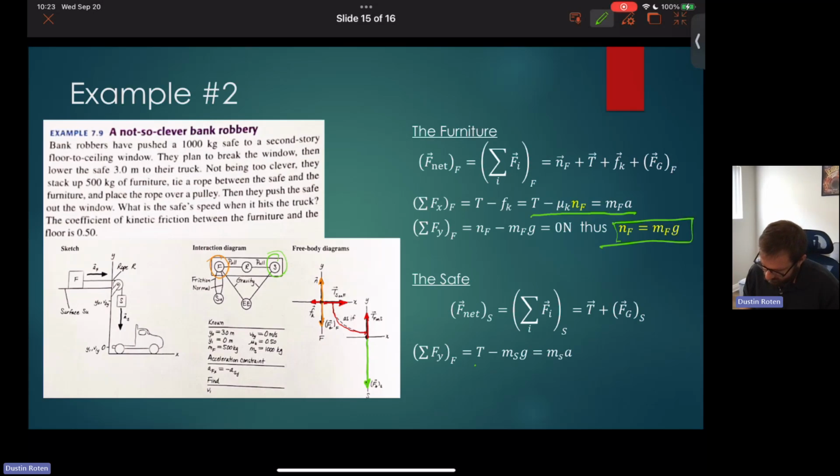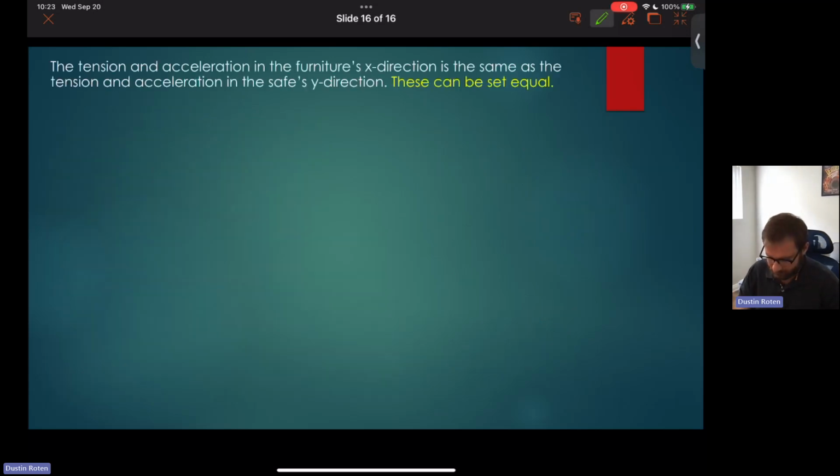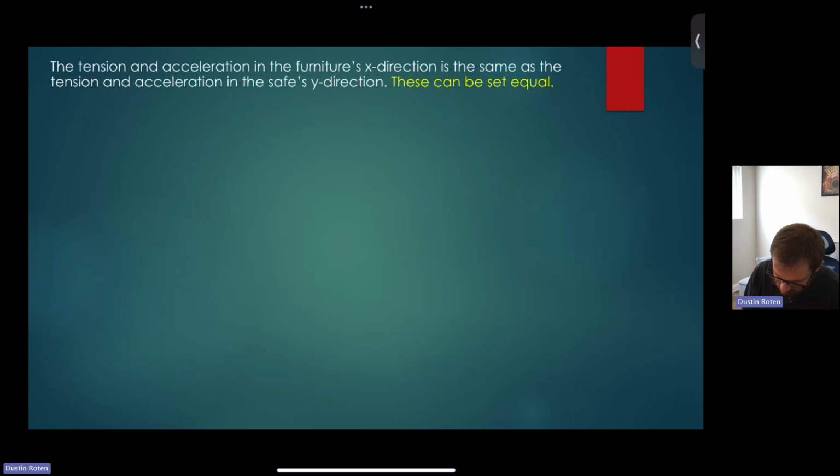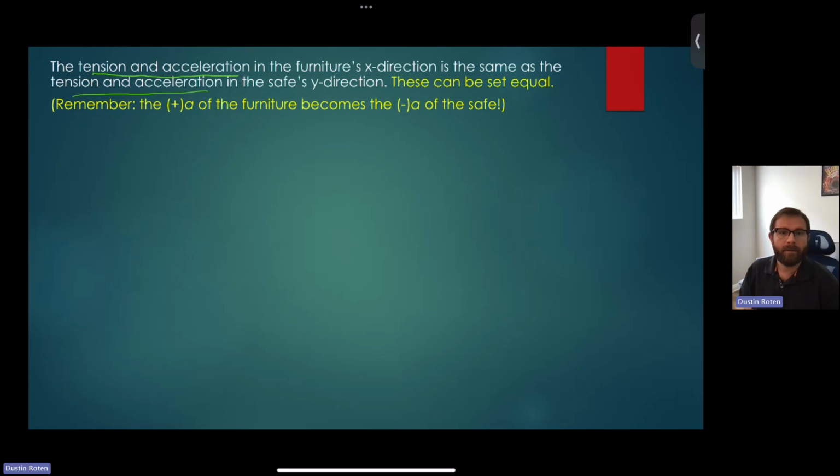Okay, so let's take everything I've got boxed here, and let's put them together. The tension and acceleration in the furniture's x direction is the same as the tension and acceleration in the safe's y direction. So tensions and accelerations are the same for both. These can be set to be equal. But remember, the positive acceleration of the furniture becomes the negative acceleration of the safe because it's dropping, right?